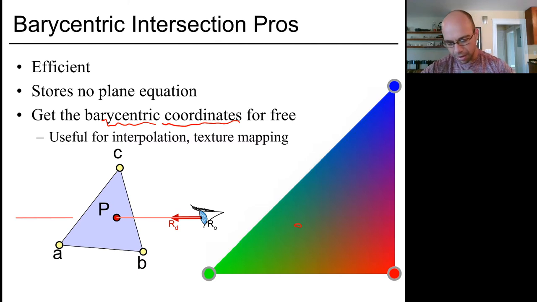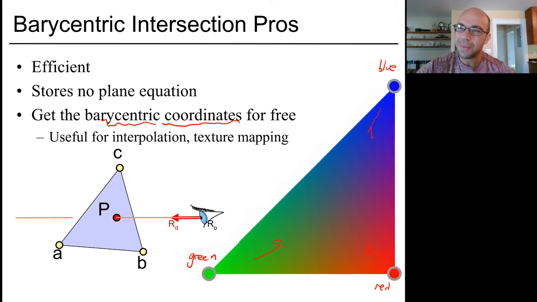So for instance, let's say that I want to render a triangle. And not only do I want to render it, meaning that I need to figure out which rays actually intersect the triangles and which ones don't, but I also want to color it in a nice smooth way. So I'm going to label, for example, this vertex green. This vertex is blue, and this vertex is red. And I want a nice, smooth color gradient along the triangle.